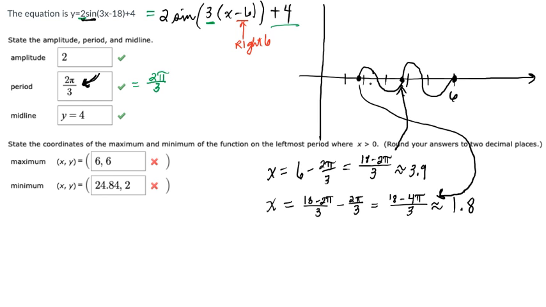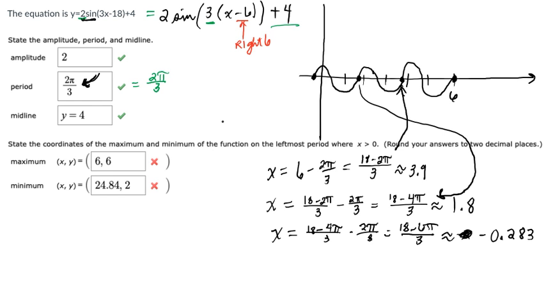If we do one more cycle, it looks like it maybe starts in a negative area. Let's see. So my next one would be at (18 - 4π)/3 minus another 2π/3. So it's going to be at (18 - 6π)/3. Let's see what that roughly comes to. Okay, that one comes to negative 0.283. Okay, so something like that.